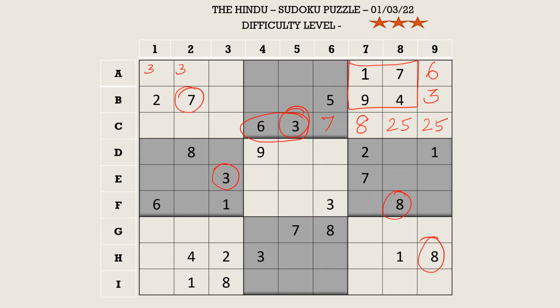Now in C row there are only 3 missing numbers and the missing numbers are 1, 4 and 9. You have 1 and 4 in column 2 blocking this cell. So C2 takes 9. Now missing numbers are 1 and 4. There is a 1 here in third column. So C3 takes 4 and C1 takes 1.